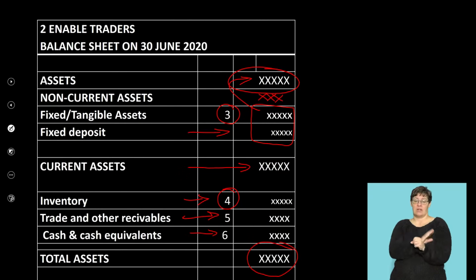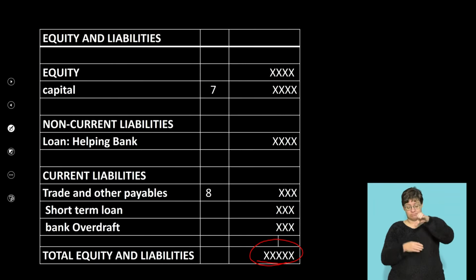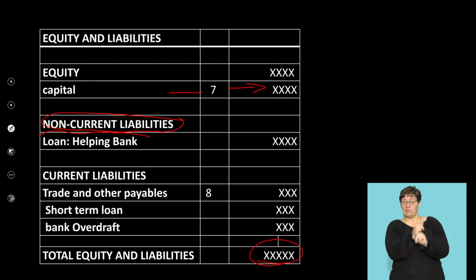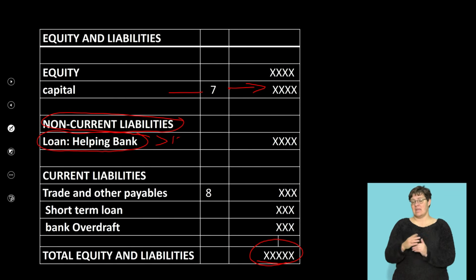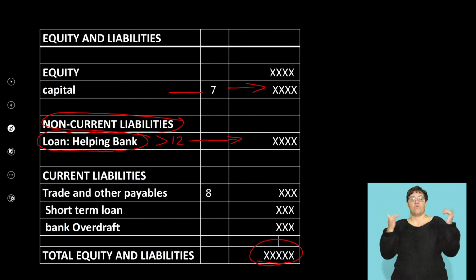Keep this in mind. We said this total assets figure has to be the same as my total equity and liabilities. Now, what goes into the bottom half of my balance sheet? In terms of equity, obviously, that's your capital. We've discussed that one. Then you come to your non-current liability. Remember the loan. We said, what about the loan? This is the one payable over a period greater than 12 months, and that becomes your non-current liability.